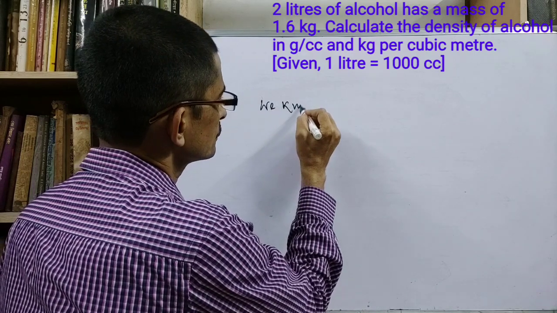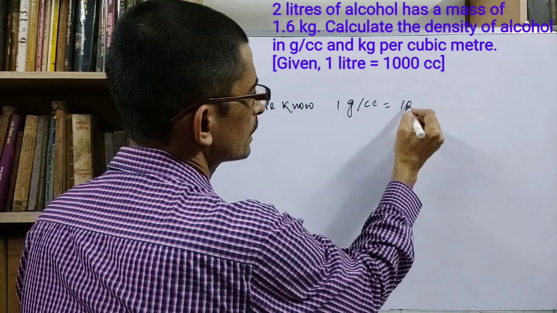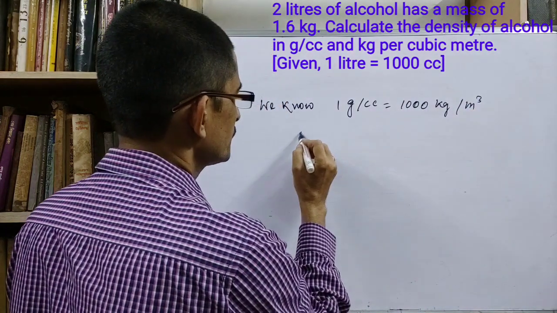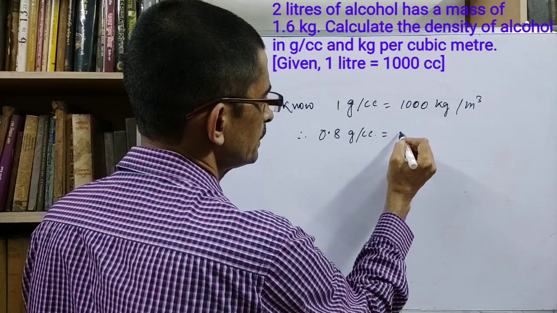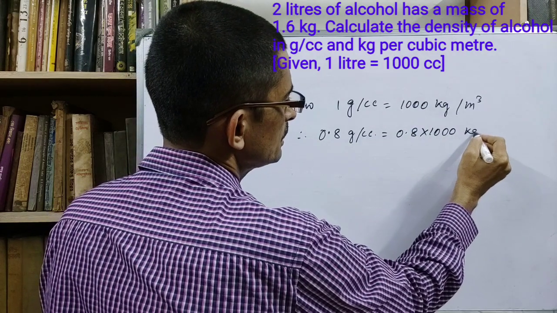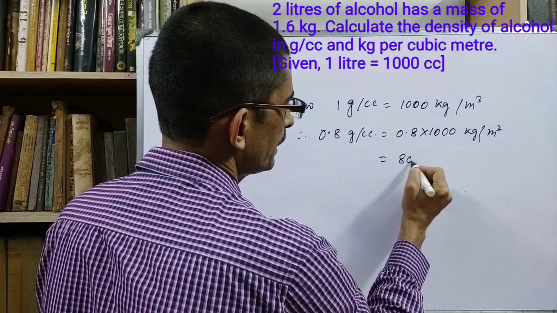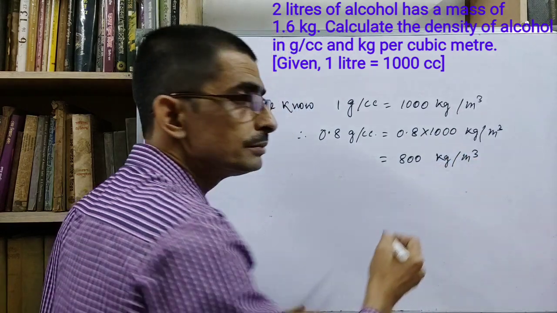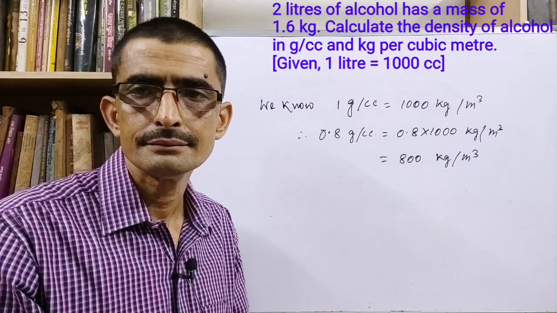Now we will convert this to kg per meter cube as the question demands. We know 1 gram per cc is equal to 1000 kg per meter cube. Therefore 0.8 gram per cc, as we have obtained, 0.8 into 1000 kg per meter cube. If you multiply, it will be 800 kg per meter cube. This is how we will attempt these sums and solve.